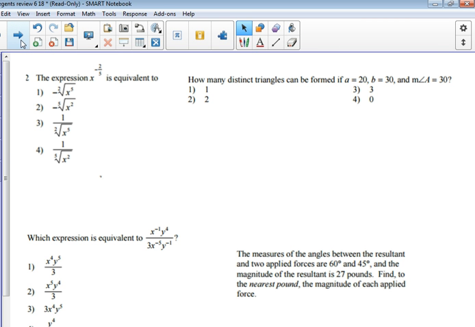Alright. Here's the other way I thought you could see something like this show up. It combines exponent rules and some radical rules.